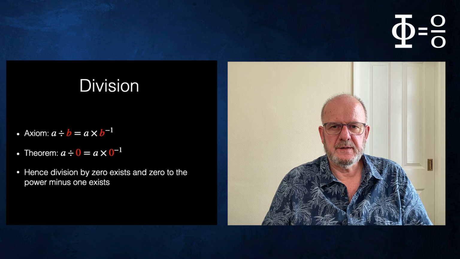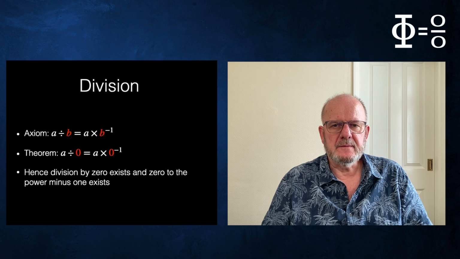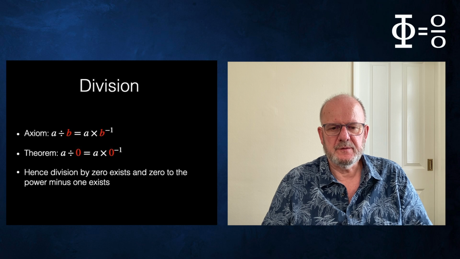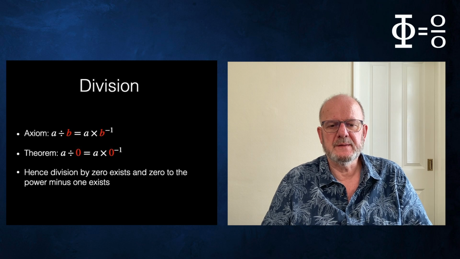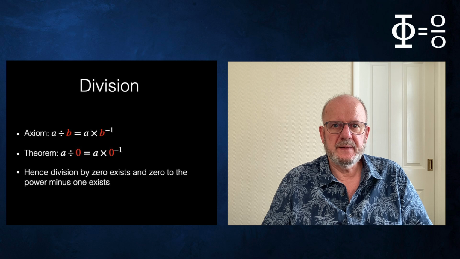The axiom a divided by b equals a times b to the power minus 1 brings into existence division by 0. And it brings into existence 0 to the power minus 1. These things exist because the logic says they do. Now, if you believe that division by 0 is impossible, or you believe that 0 to the power minus 1 doesn't exist, then you are mistaken. You are mistaken about logic, and that has a consequence. It means you're mistaken about every science. So it's a big deal.